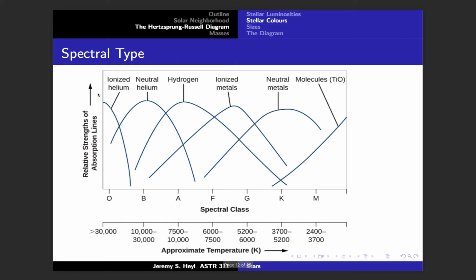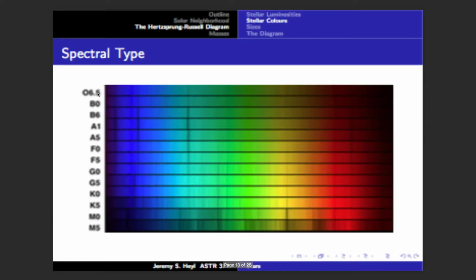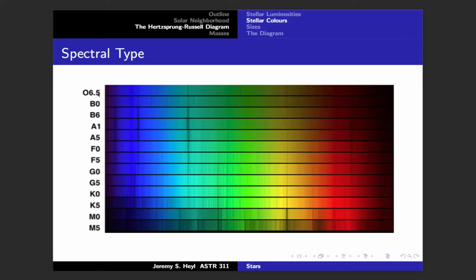So another way of looking at these colors, if you didn't have color vision, is to look at what spectral lines appear. This is in your notes, but here it's better to see it as a picture. As you go from really hot stars to really cool stars, you end up seeing more and more spectral lines and different sorts of spectral lines. And way down at the bottom, you see tons of stuff.